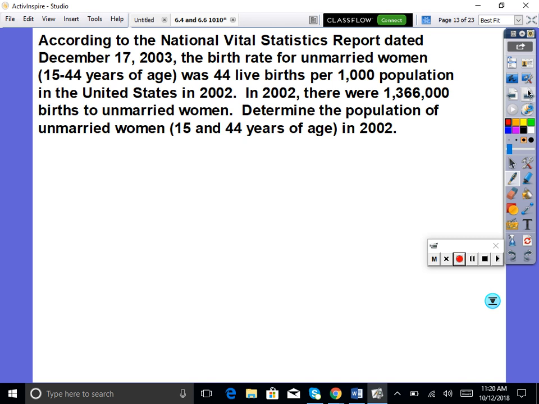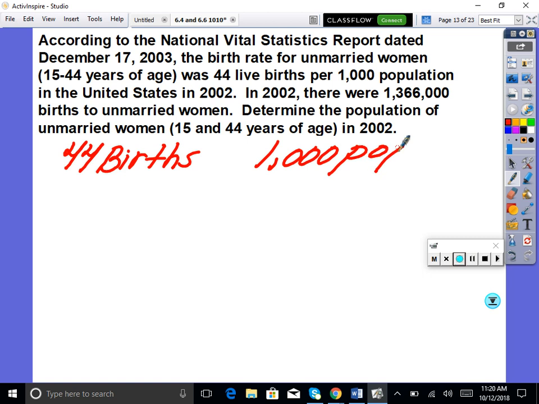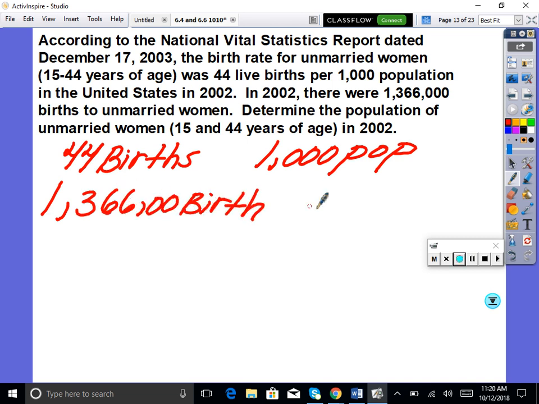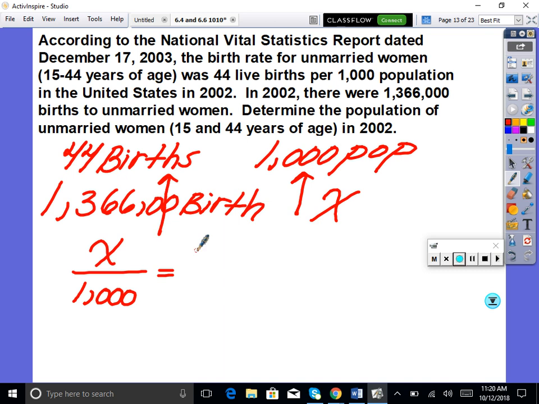So let's see what we have here. There were 44 births per what? 1,000 population. Okay, now what else were we told? There were 1,366,000 births. So shouldn't I write that under births? And then it says how many population. So where would my X go? There. And isn't it just a ratio of corresponding? Wouldn't births correspond to births? Population correspond to population. So let's put X on top. So I'd say X over 1,000 is equal to, I gotta stay consistent, X over 1,000 is equal to this over this.